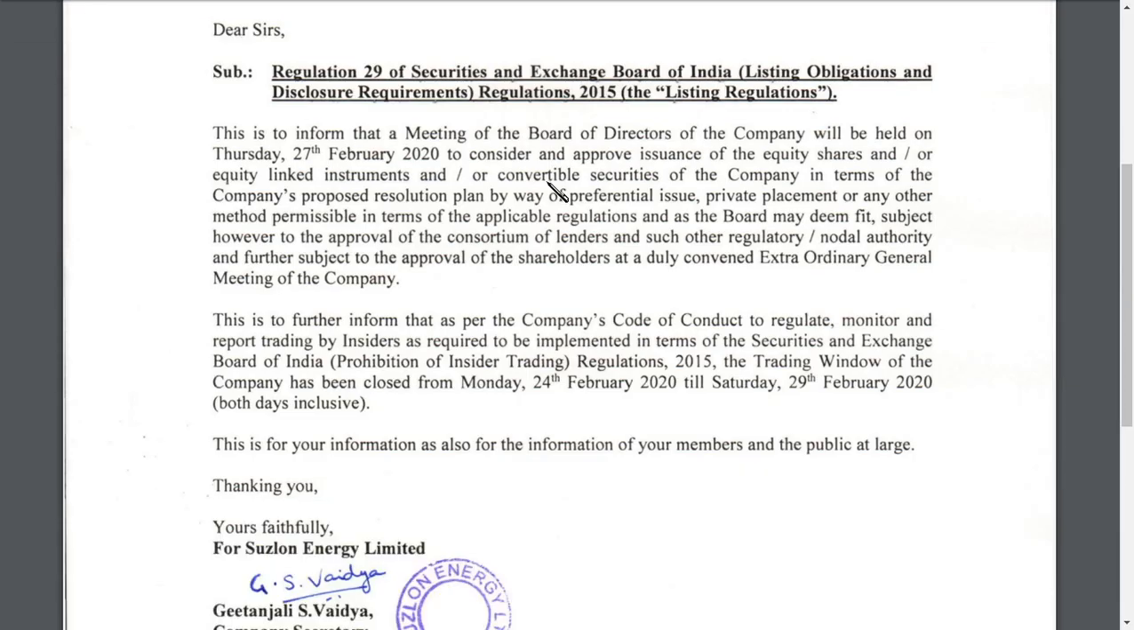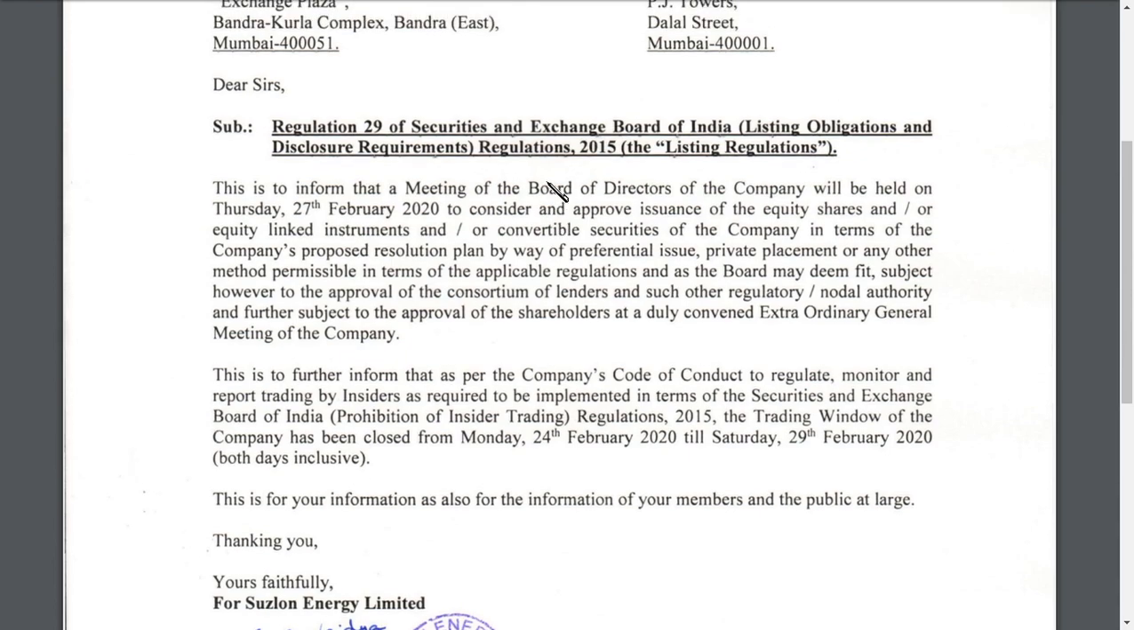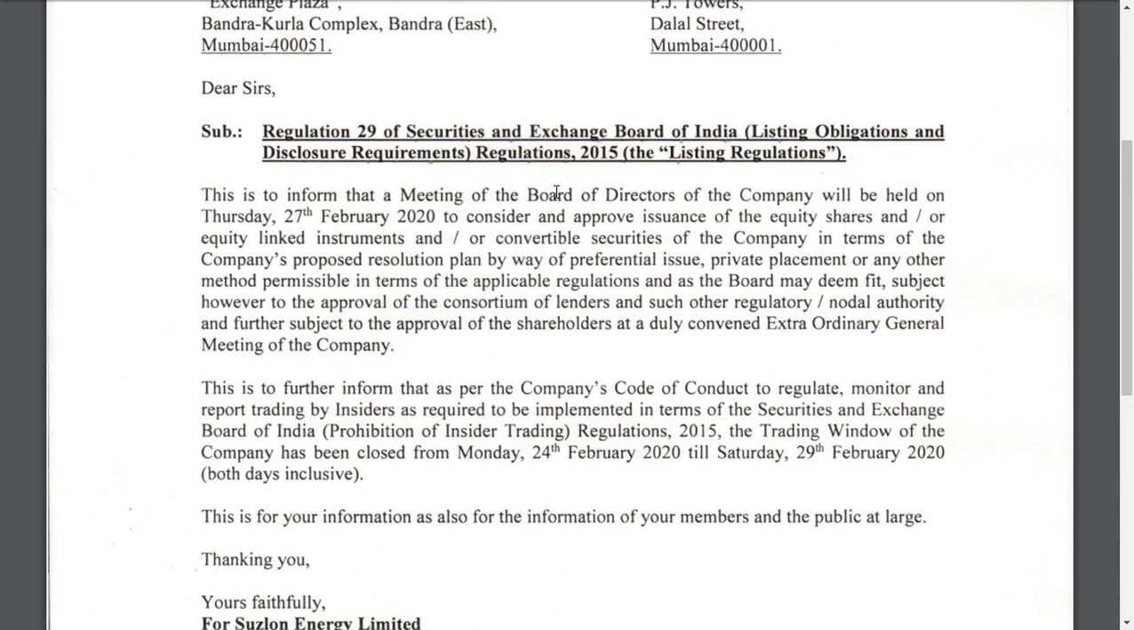The first thing they have said is that the company is having a meeting on 27th of February 2020. On 27th of February 2020, that means tomorrow, they are having a meeting regarding the issuance of equity shares and other equity-linked investments and instruments or convertible securities. So what they are basically trying to say is, I'll explain, friends.